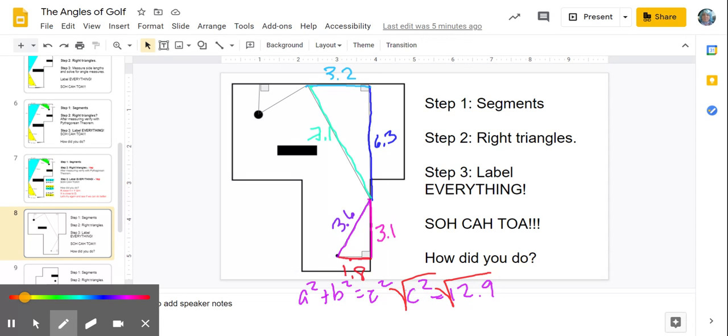So let's look here. I've got this side, make that orange. That is 2.5. And then I've got this one that is maybe 1.6.